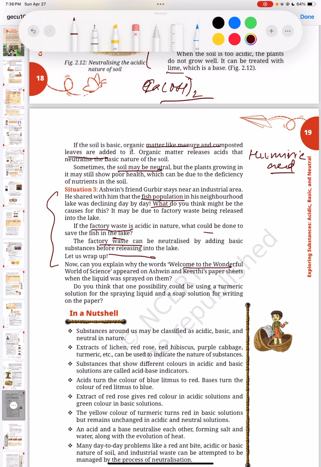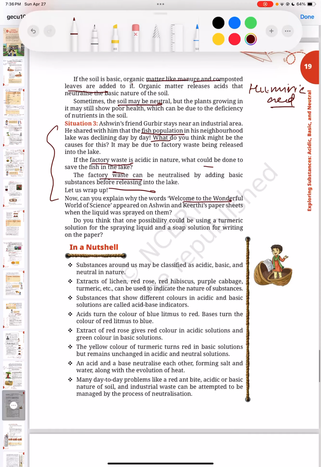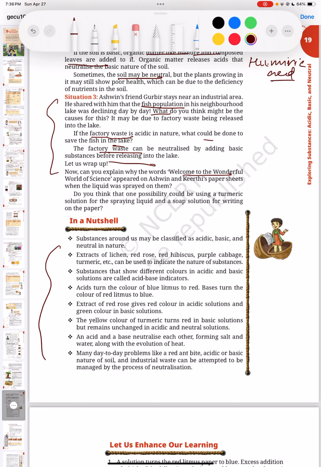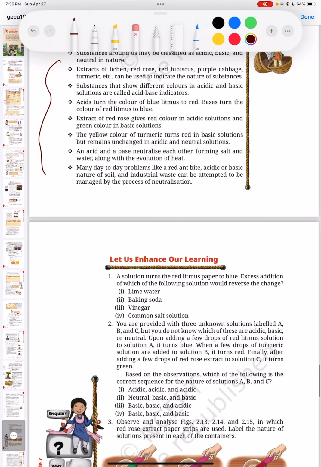So what one can do is use an acid or a base, or for example, something like soap solution. So one can use baking powder solution to write something on the paper, and then one can take turmeric solution and spray it on it. So we know that the turmeric solution will only turn red at the area where there is baking soda. Okay. And that's exactly what happens, right? So that ends this chapter, right? And okay, now let's come to the exercises.